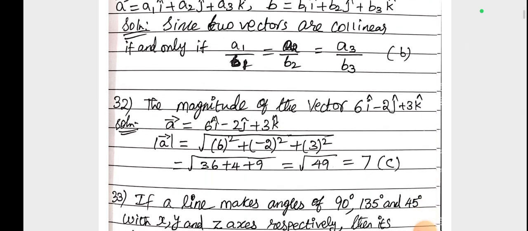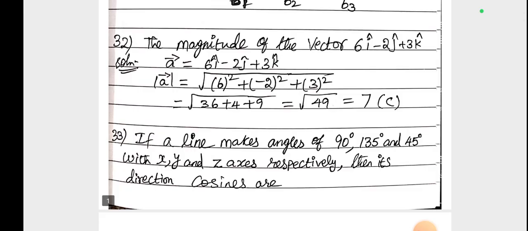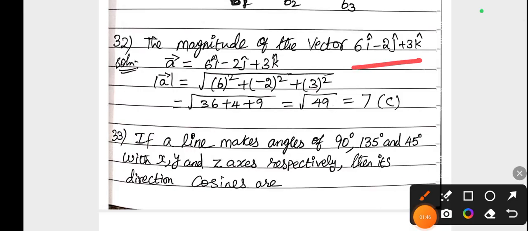Any doubts, please check, children. Question 32, one of the easiest. These are normal NCERT questions they have asked, so very easy. Magnitude of 6i cap minus 2j cap plus 3k cap. So it is root over a square plus b square plus c square, children.